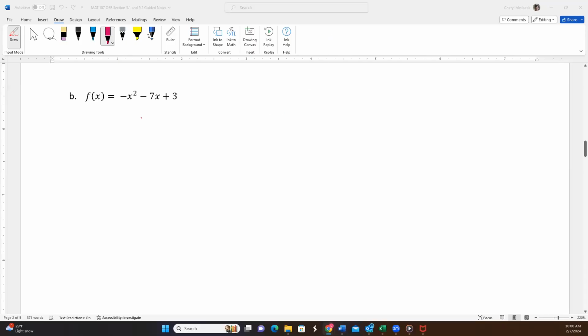On part B, we want to find all of those things for f of x equals -x² minus 7x plus 3. As you recall, the first thing it asks is, does it open upward or downward? So we look at our a. In this case, our a is -1. Since that's less than 0 or negative, we can say it opens downward.